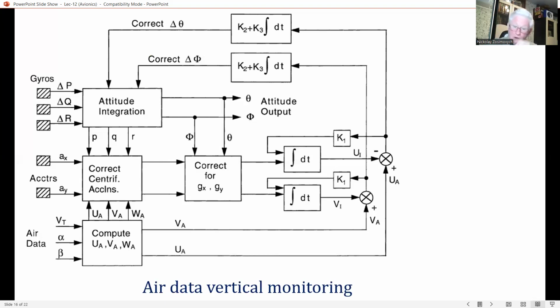These loops are also used to align the AHRS when the aircraft is stationary on the ground. In our case, UA and VA must both be equal to 0. So any velocity errors result from initial tilt error, and so are fed back to correct the vertical reference.